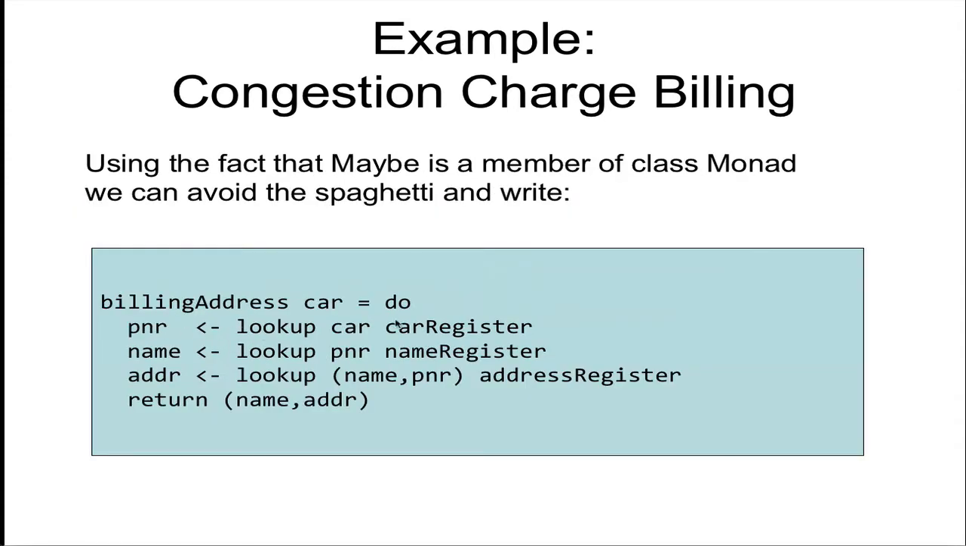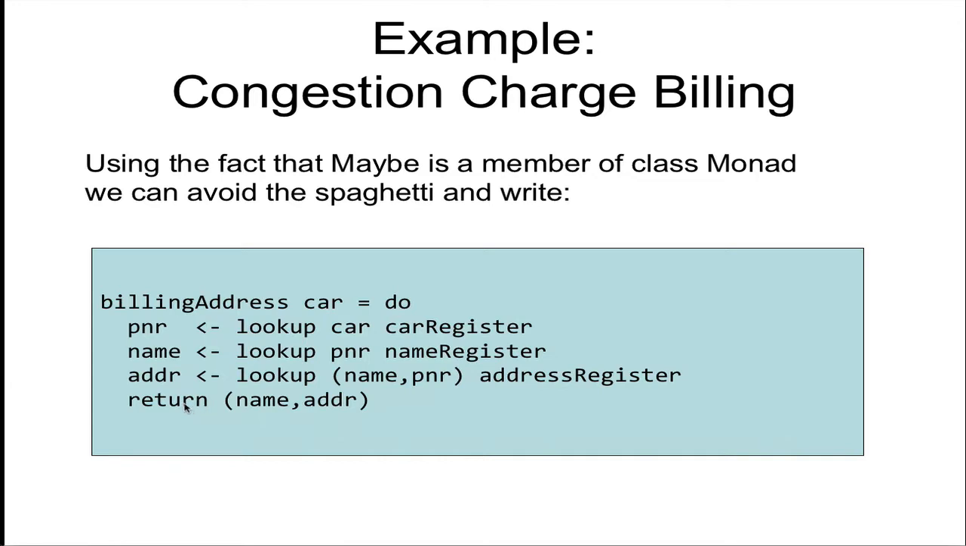get a personal number from the Maybe type. Now this might fail, which means the whole thing gives us nothing. But that's not a problem. That's exactly what we want. If this fails, then we get nothing. So what this says is: look up the car to maybe get a value, and let's call the value personal number. Look up the personal number in the name register, call that the name. And now we finally look up the name and the personal number in the address register to get the address, and then we can return the name and the address.